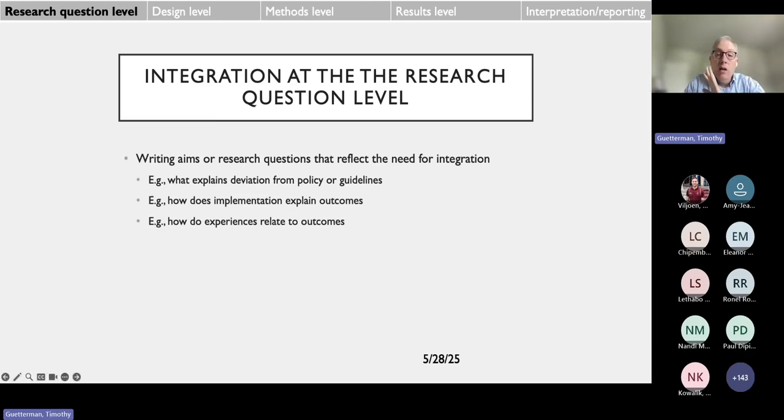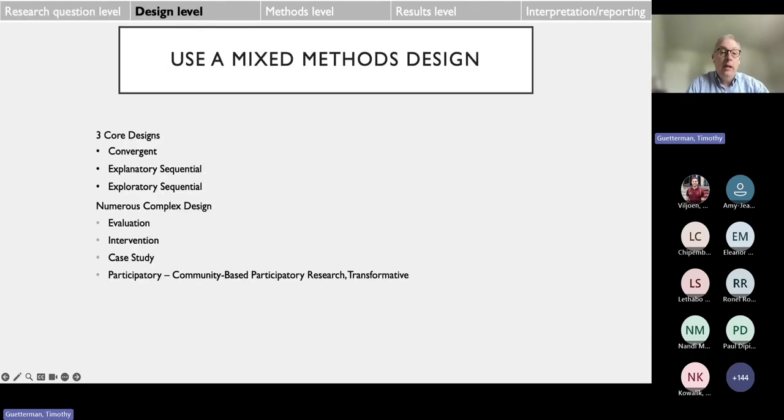So all of these are potential. This is not an exhaustive list. There are, of course, other reasons or other intents for doing mixed methods, other types of research questions. But I would encourage you to be in that mindset of thinking about what's a mixed methods research question or objective or aim? What do I really hope to accomplish by mixing, by integrating?